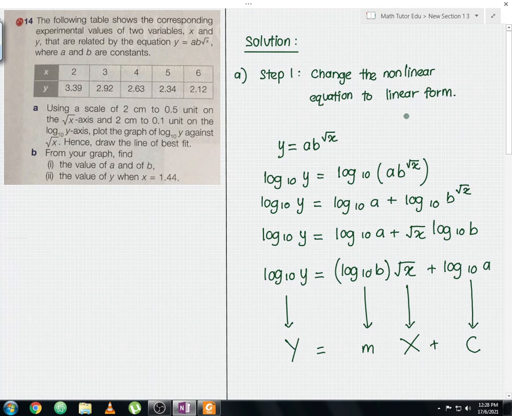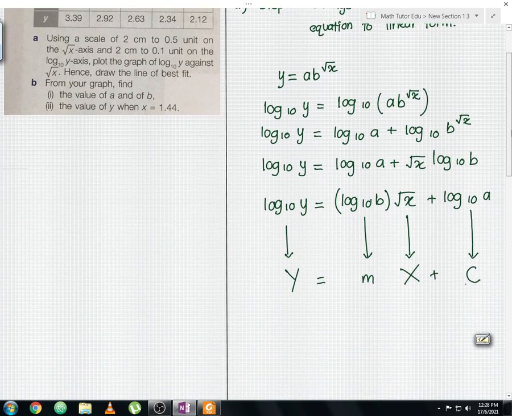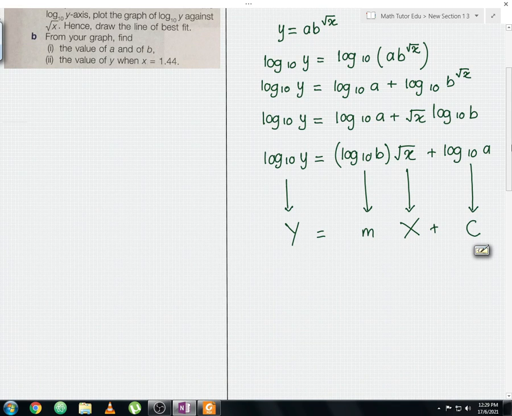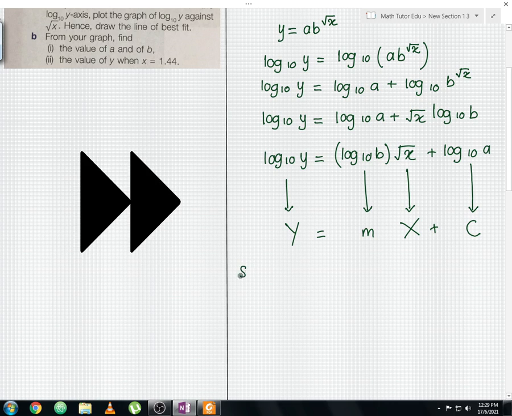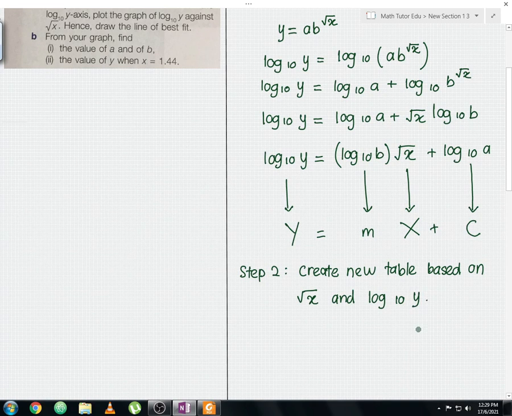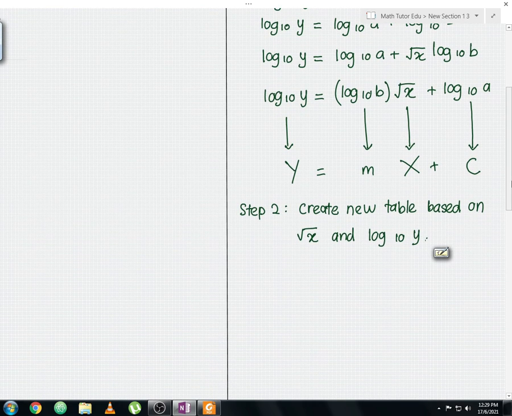Okay, so once we have completed step 1, now we can proceed to step 2, where we are required to create a new table based on square root x and log 10 y. Okay, so let me write down the working here. Please wait for a moment, guys, where I need to prepare a table consisting of x, y, square root x and log 10 y. So please wait.